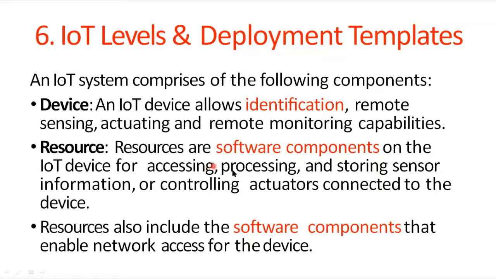Coming to the resource, already discussed, a resource is a software component on an IoT device. This is a simple software component for accessing, processing, and storing the sensor information and controlling the actuators connected to the devices. And the resource includes a software component that enables the network for the device.